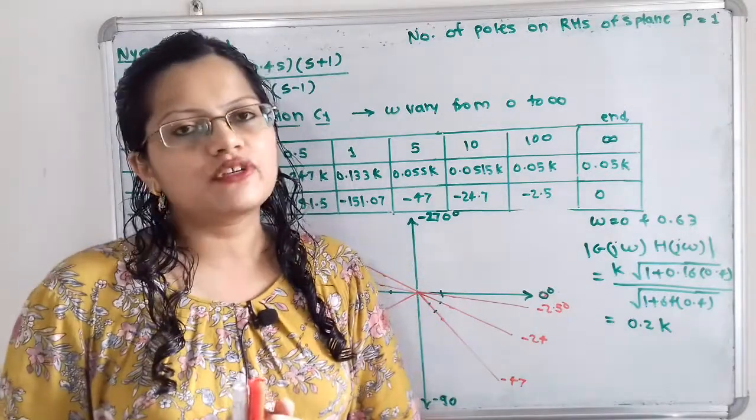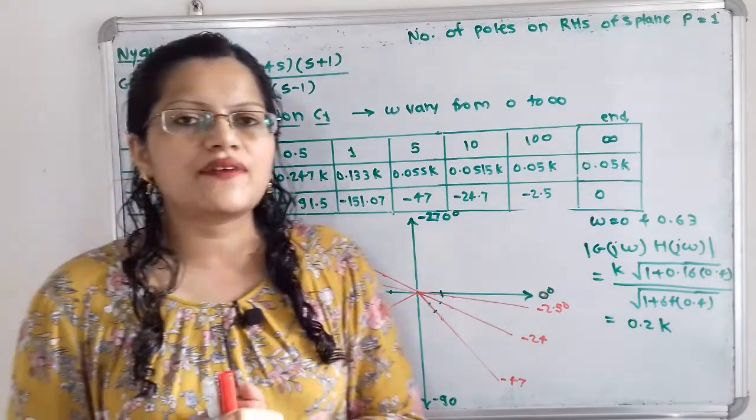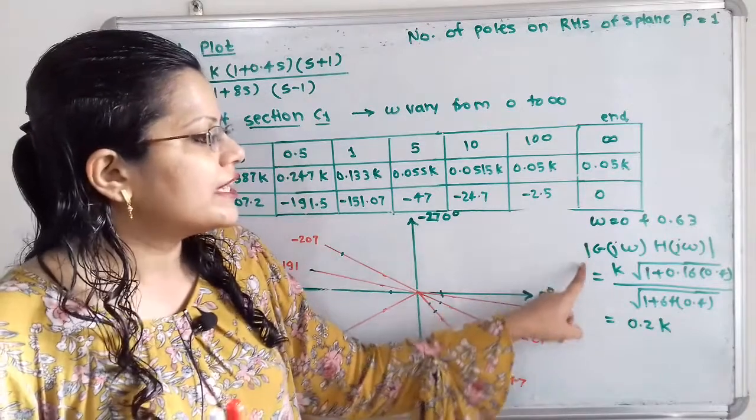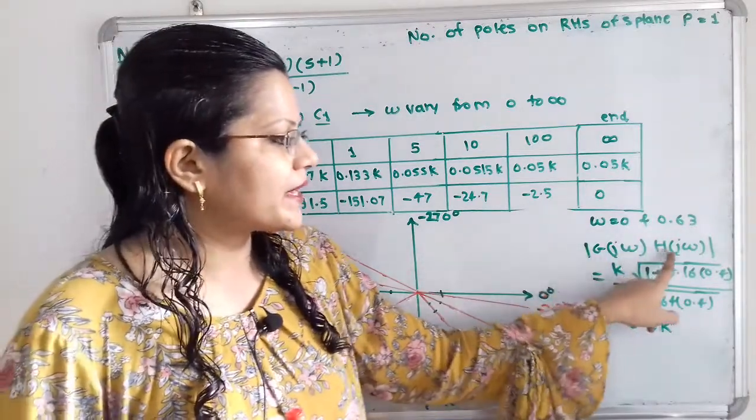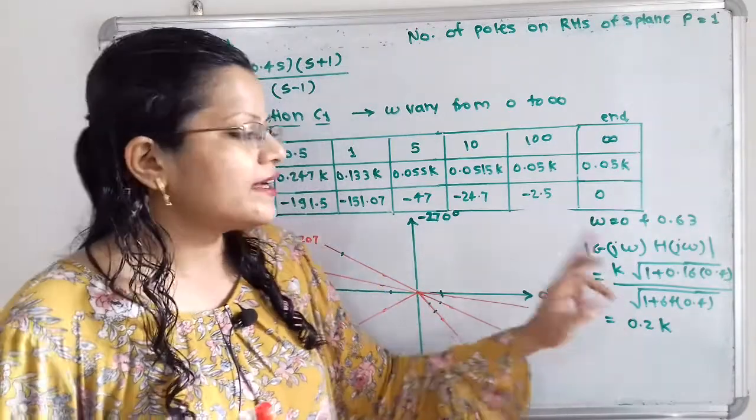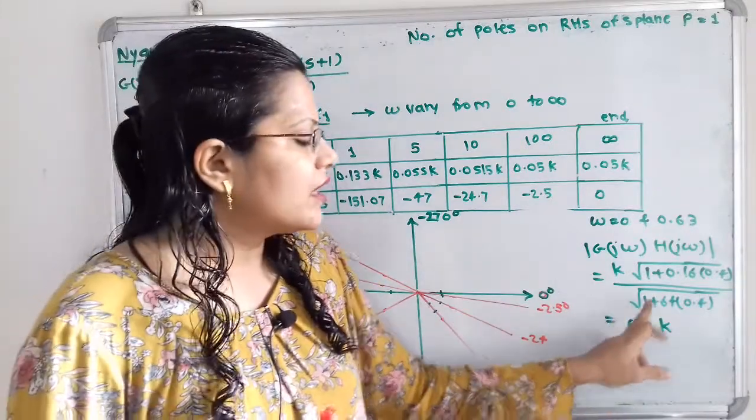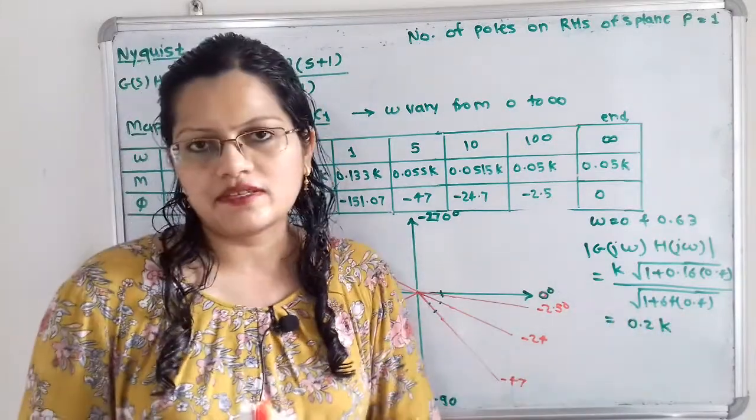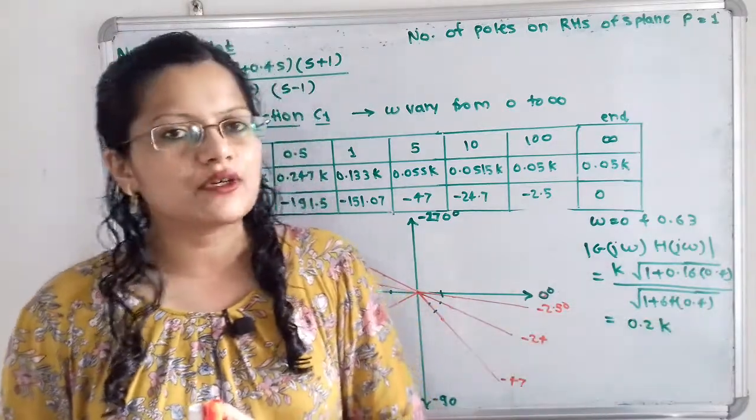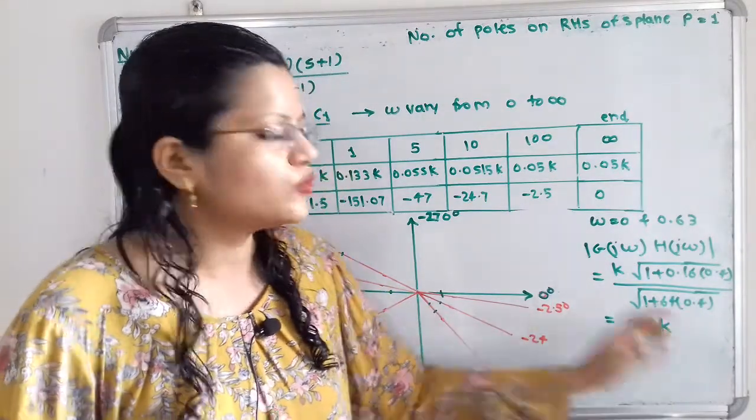Now how to find the point of intersection with the real axis? For that we have to put this value of omega to calculate the magnitude, that is the modulus of G j omega H j omega. The formula is already there: K under root of 1 plus 0.16 omega square divided by under root of 1 plus 64 omega square. Instead of omega square we will put omega square equal to 0.4. When we calculate this, we will get 0.2K.